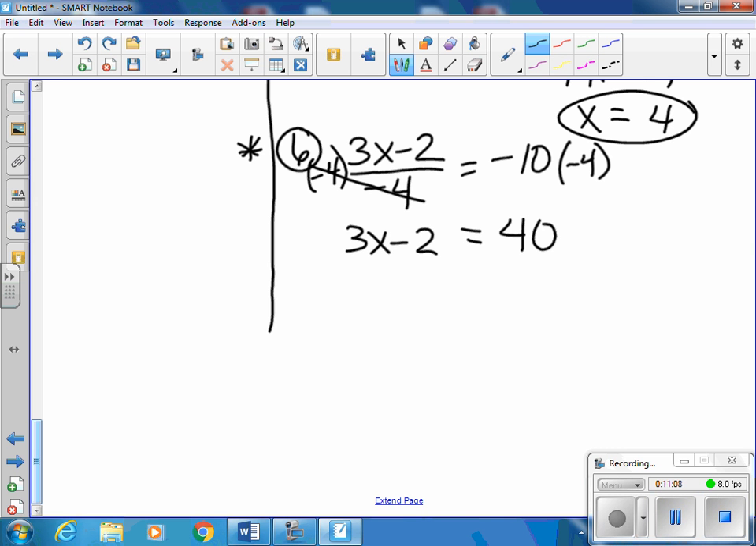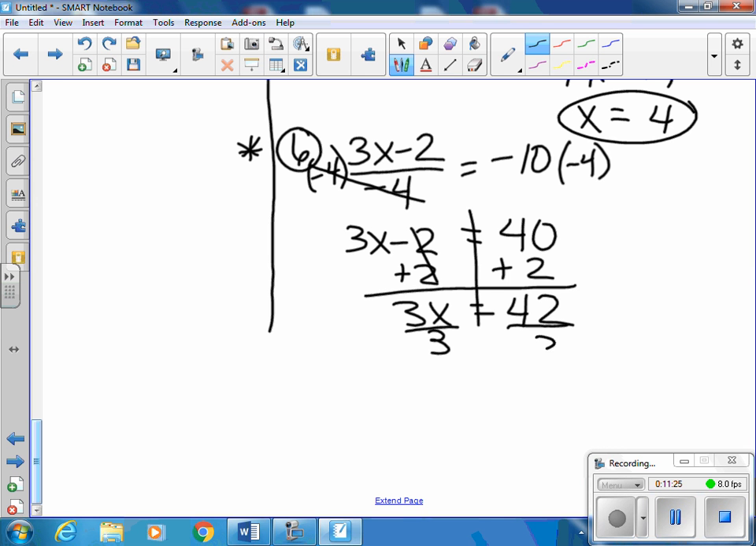Now you can do your two-step work, and this is where the rest of it kicks in. So that first step was multiplying, and that was the third step that you have in your problem. And then this next one, we're going to add 2 to the other side, and you're going to get 3x equals 42, and you're going to divide by 3, and the final answer is going to be 14.